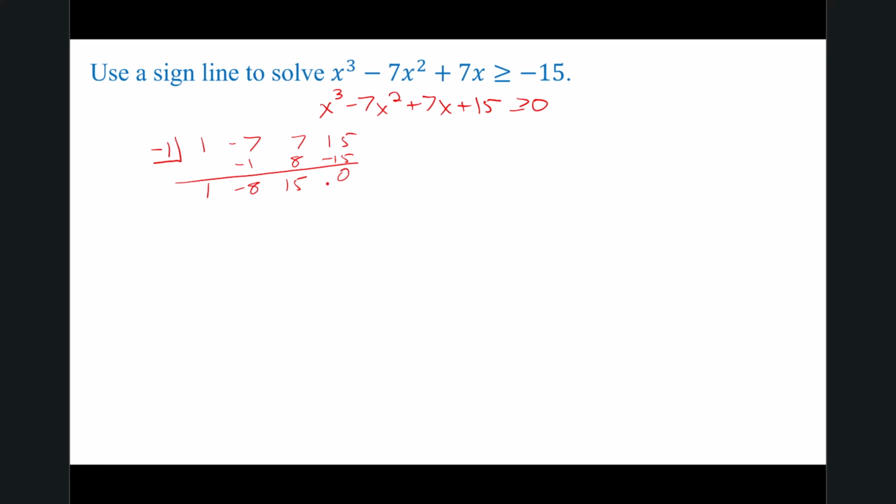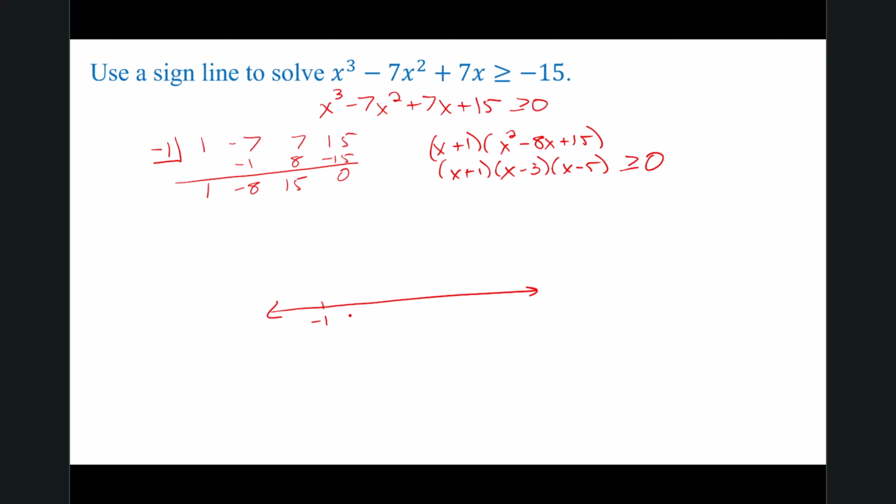And our remainder is 0. So if I were to factor this, so far I would have x minus a negative 1, or x plus 1. And I'd be left with x squared minus 8x plus 15. And I can factor that to (x minus 3)(x minus 5). And we have greater than or equal to 0. So my zeros of that polynomial are negative 1, 3, and 5. And I could graph this or use the sign line and plug in numbers on my different intervals.